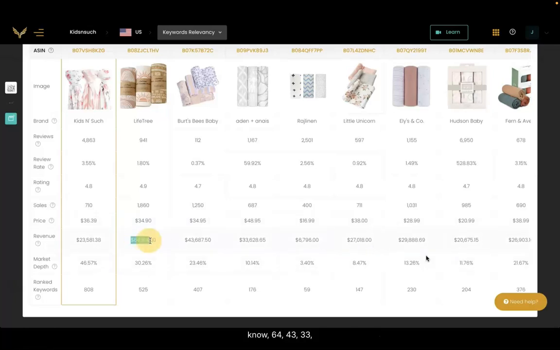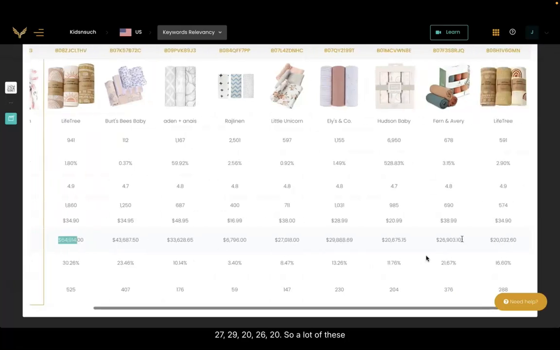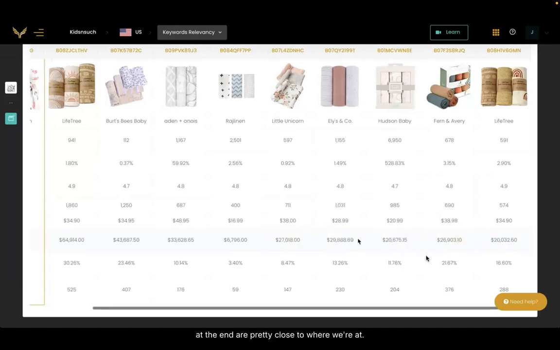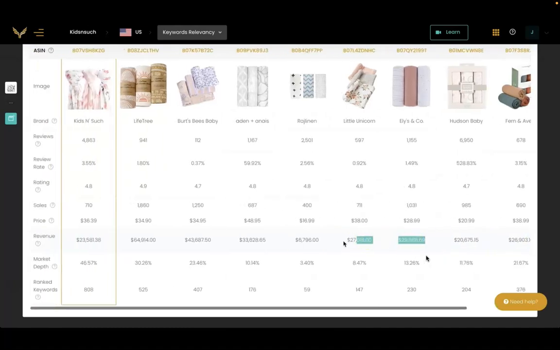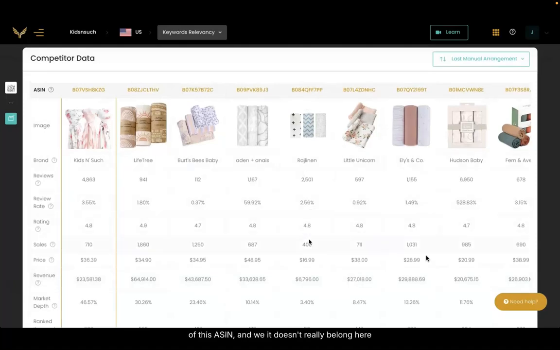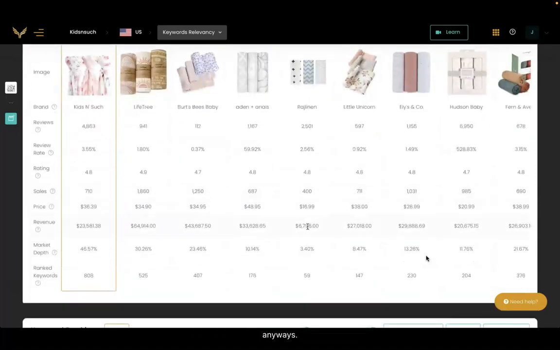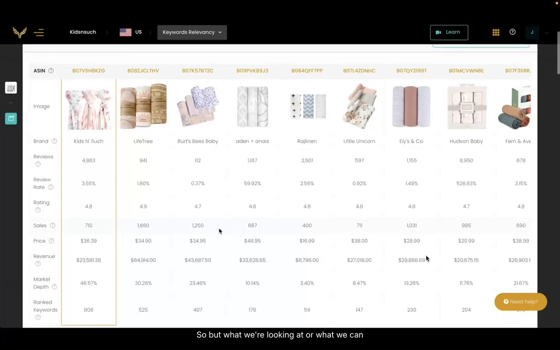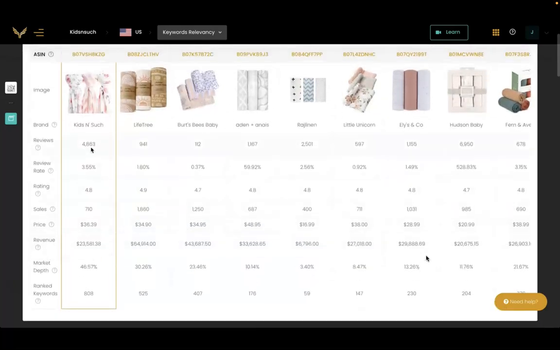And we see 64, 43, 33, 27, 29, 20, 26, 20. So a lot of these at the end are pretty close to where we're at. These 2 are a little bit higher. And these are definitely higher. So this one must have ran out of stock. So we could honestly get rid of this ASIN, and it doesn't really belong here anyways. But what we can see is that when it comes to revenue, I have my pick of the litter here.